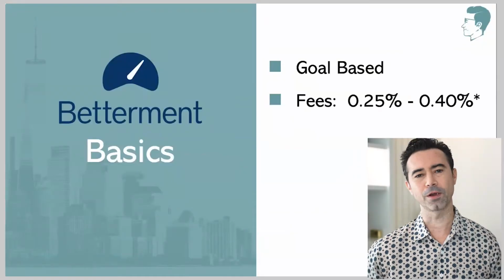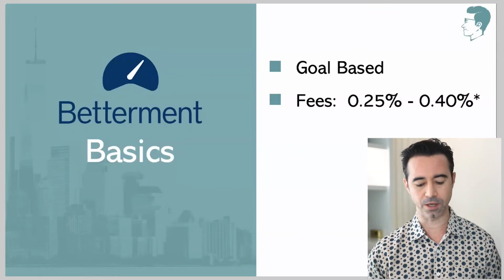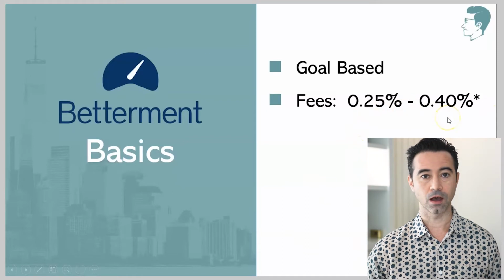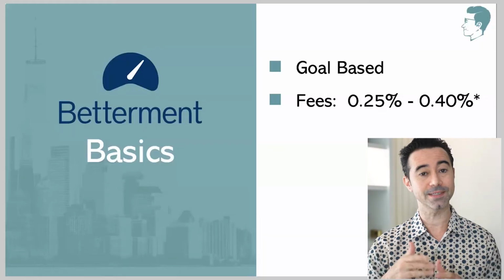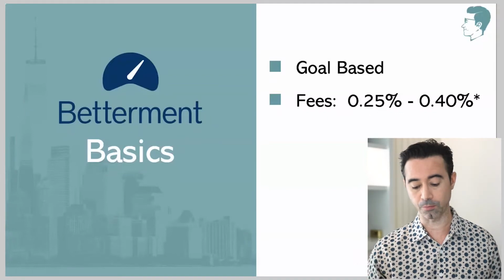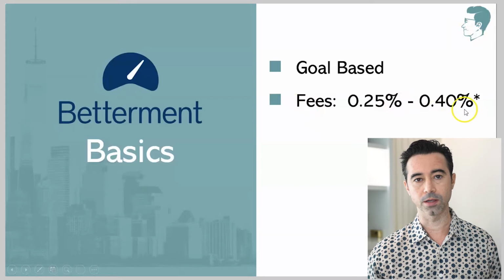The next important part, of course, is the fees, and the Betterment fees aren't too bad. You're going to pay a fee of 0.25% on your money if you don't have a financial advisor. Now, that is something interesting about Betterment: they allow you to have the option of having a financial advisor. If you want access to a certified financial planner, it's going to be an extra 0.15% to bring it up to a total of 0.40%.